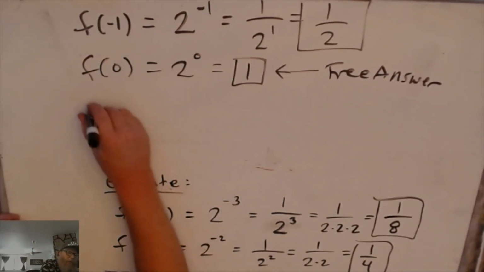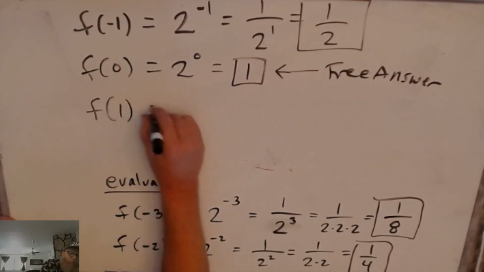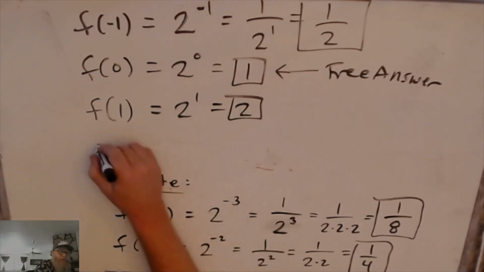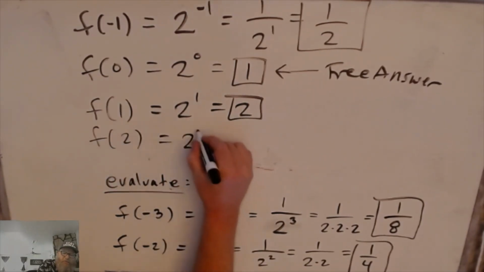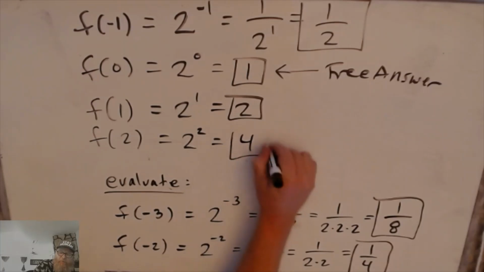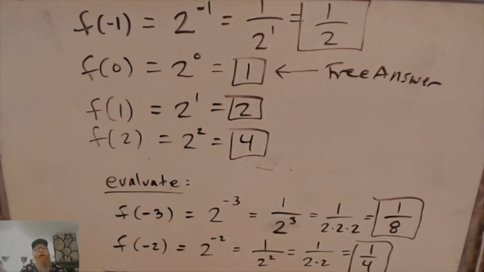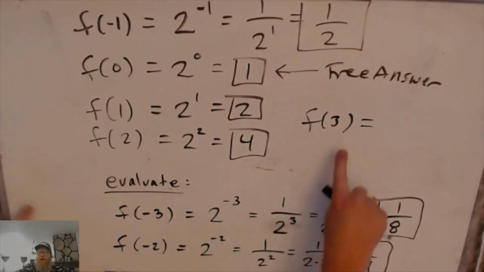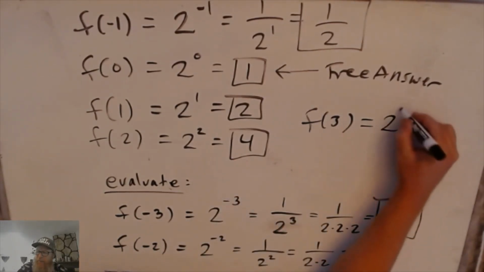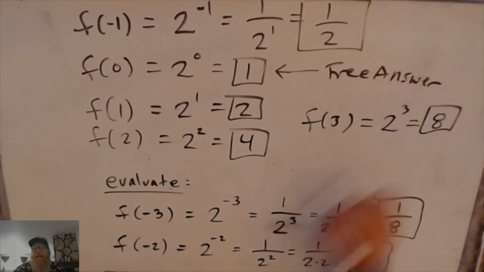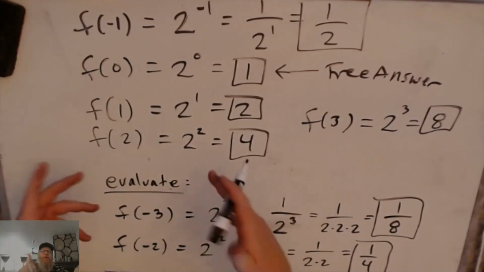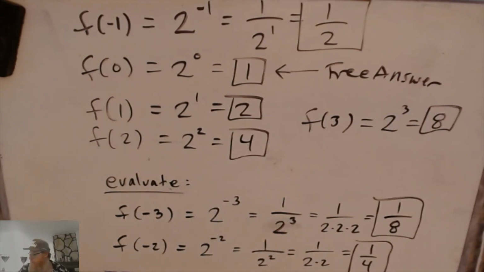I might as well do a couple more before we put this one to rest. f of 1 would be 2 to the first power. Notice I saved the easy ones for last. f of 2 would be 2 to the second power, which would be 4. And I could keep going. How about one more? I started with negative 3. Why don't I end with positive 3? 2 to the third power, which is 8. And so that's just to get us familiar with how to evaluate or plug in values into an exponential function.